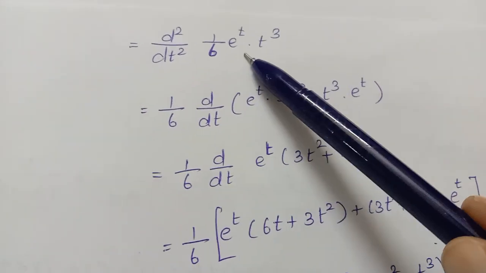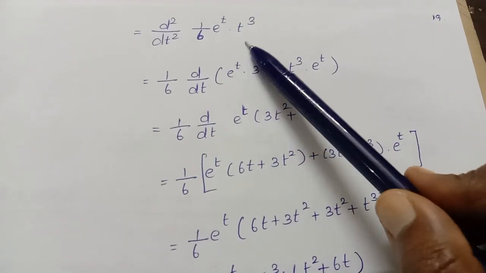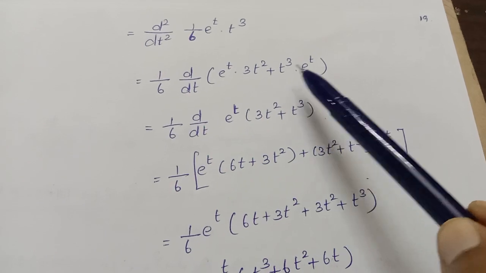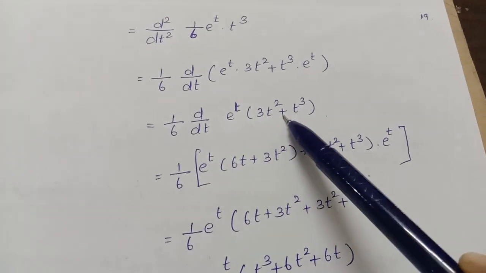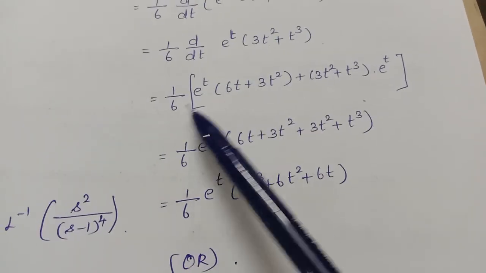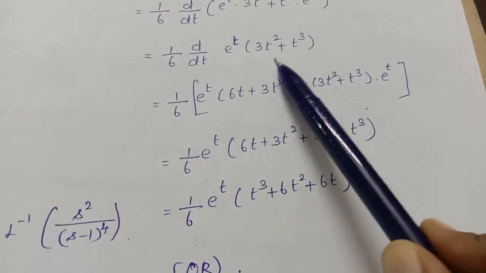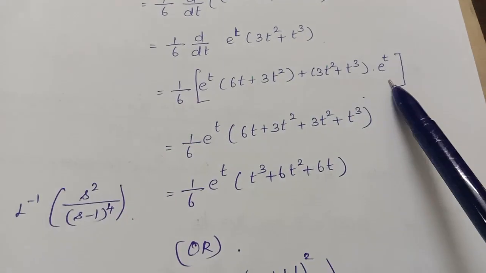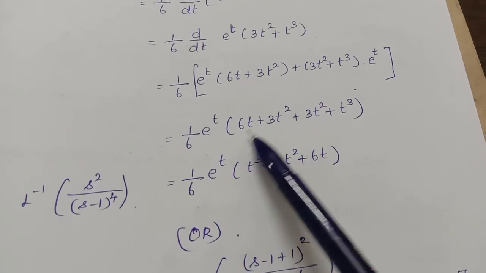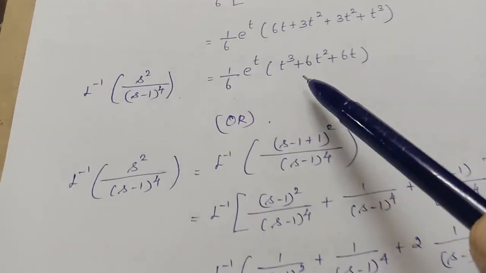Now you have to differentiate it 2 times. Product rule you have to apply. So e power t into differentiation of t cube is 3t square, plus t cube into differentiation of e power t is e power t. Take e power t outside, it will be 3t square plus t cube. Again you have to differentiate using product rule. So 1 by 6 into e power t into differentiation of this is 6t plus 3t square, plus 3t square plus t cube into differentiation of e power t is e power t. So entirely you take e power t outside, it will be t cube plus 6t square plus 6t, right? Okay, this is one way of doing the problem.